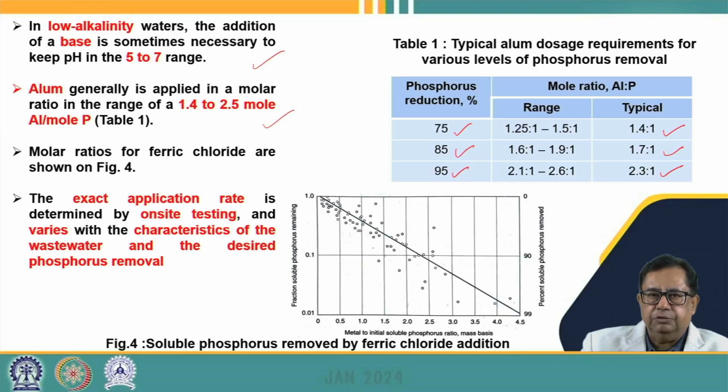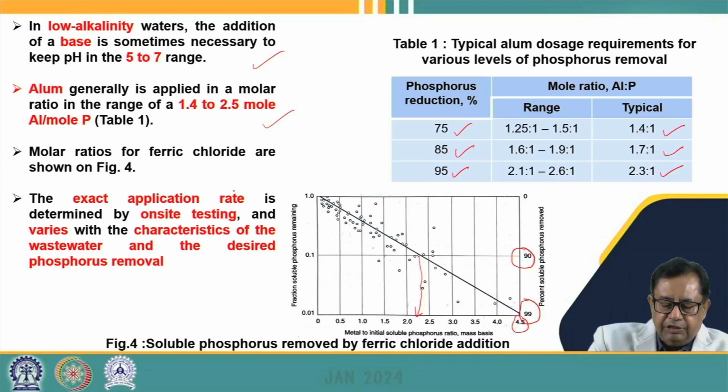phosphorus in the wastewater. Similarly, for the ferric salts also, we can see that at a ratio of nearly 2.2 or 2.3, we can get around 90% removal of the phosphorus, whereas at a ratio as high as 4.5, we can get removal of nearly 99%.